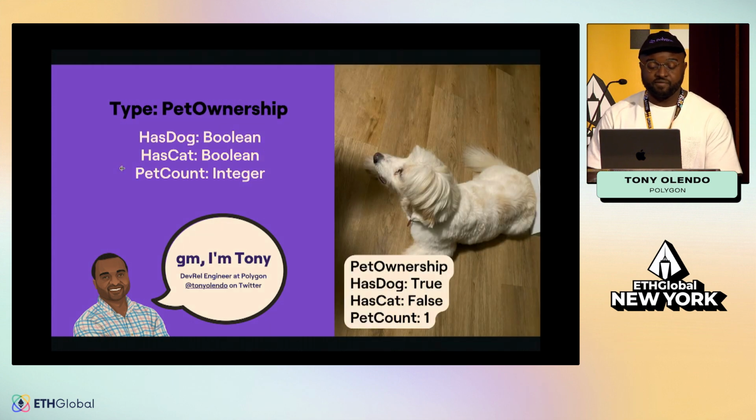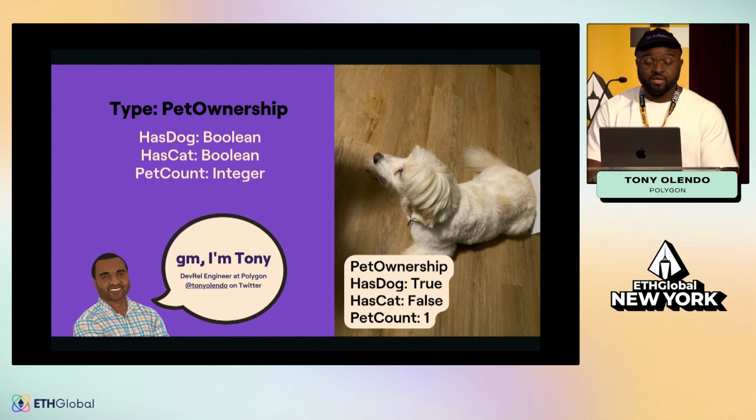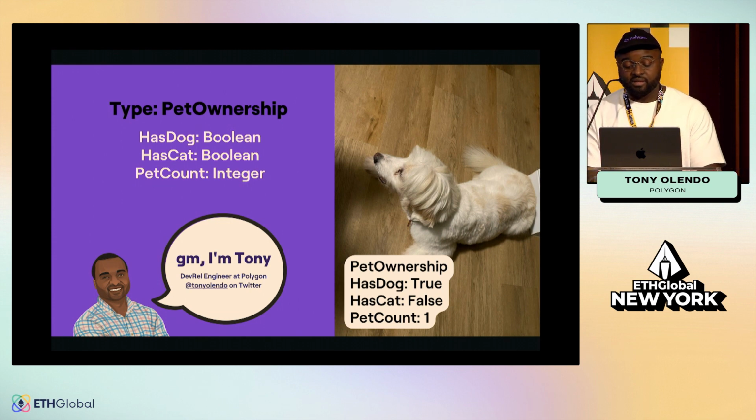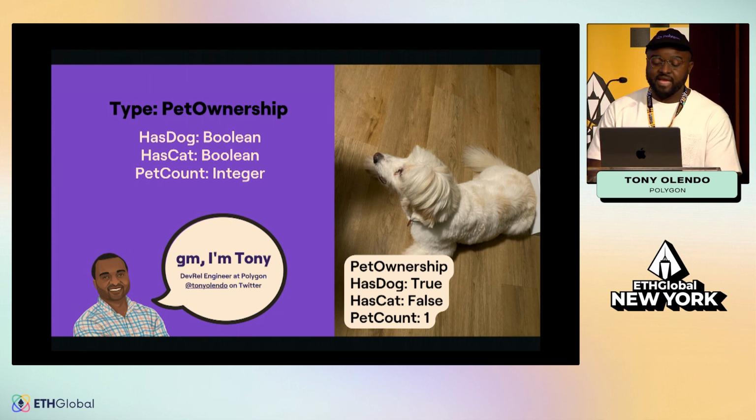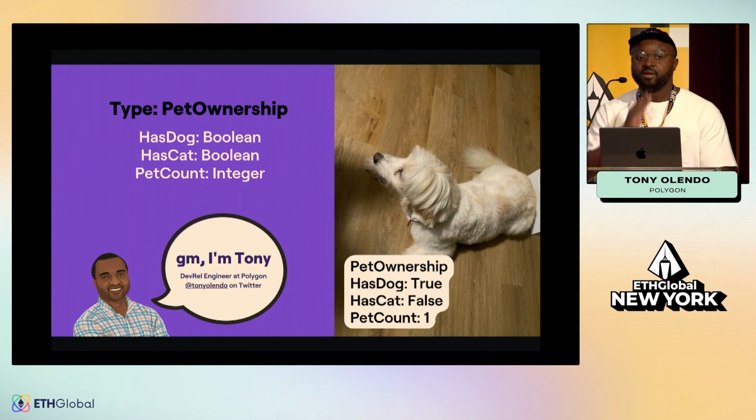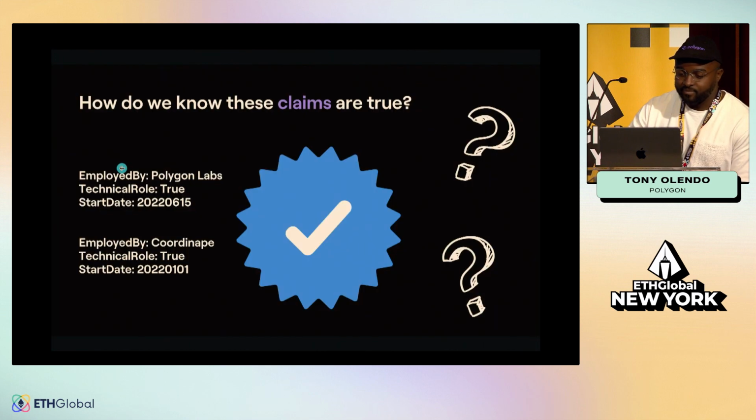But I could also use it to define simple things, like a data schema that just defines whether or not I have a dog. And I could define whether or not I have a dog, if I have a cat, and then the total number of pets I have, right? So this is a picture of my dog. So I could define pet ownership. Yes, I have a dog. No, I do not have cats because cats are evil. And I have one pet, right?